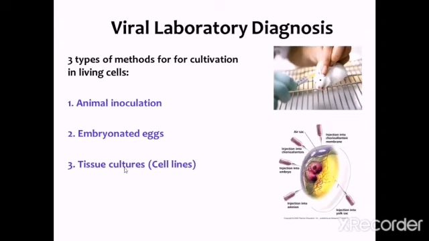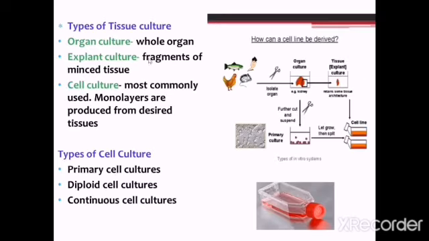Tissue cultures, I'll talk about this in the next slide. So tissue cultures. Tissue cultures are of three types: organ culture, explant culture, and cell culture. Organ culture means the whole organ is taken. In explant culture, fragments of minced tissue are taken. And in case of cell culture, there is a proper method of forming the monolayers for cell culture.